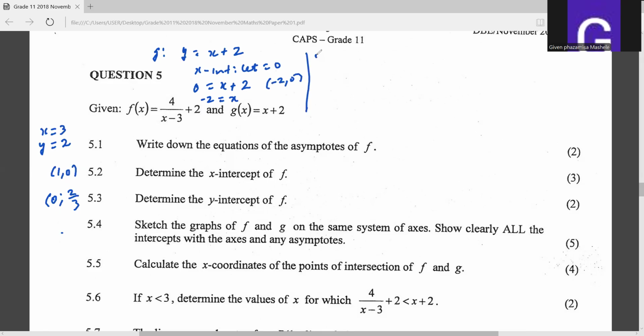Same applies. For the y-intercept, we let x be 0. Then y will be 0 plus 2, so y will be 2. It means it will have the point 0 and 2. So let's now sketch the graph.